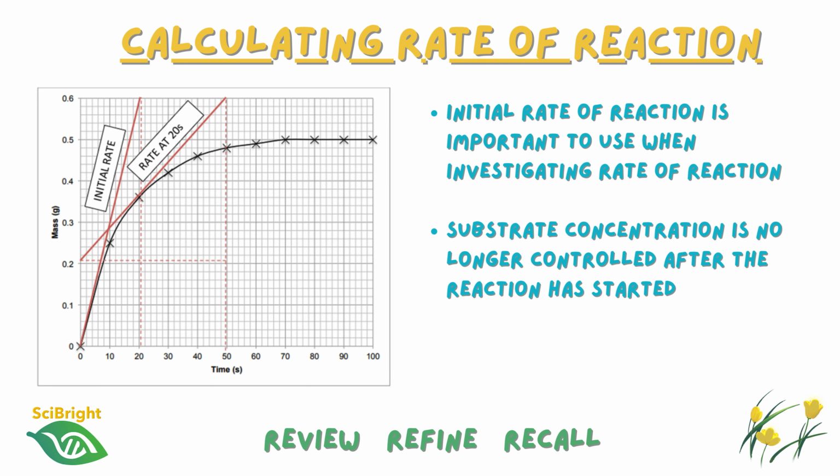Comparing initial rate of reaction when investigating optimum enzyme conditions is really important at A level, because after the reaction has started, the substrate concentration decreases, and you will remember in enzyme rate of reaction experiments, substrate concentration is one of the important control variables which must be kept the same.